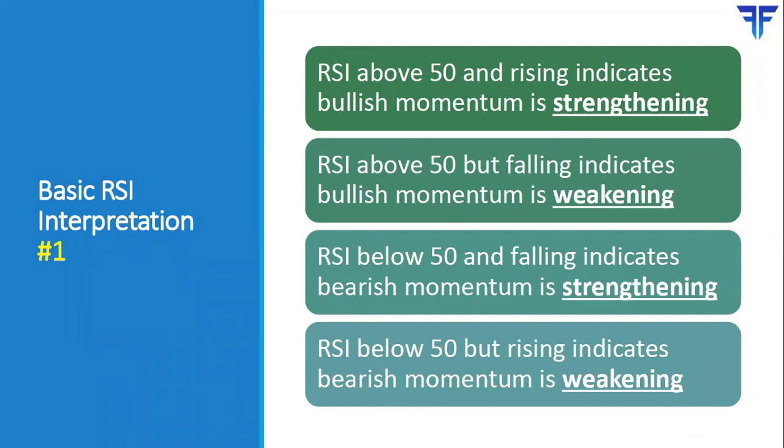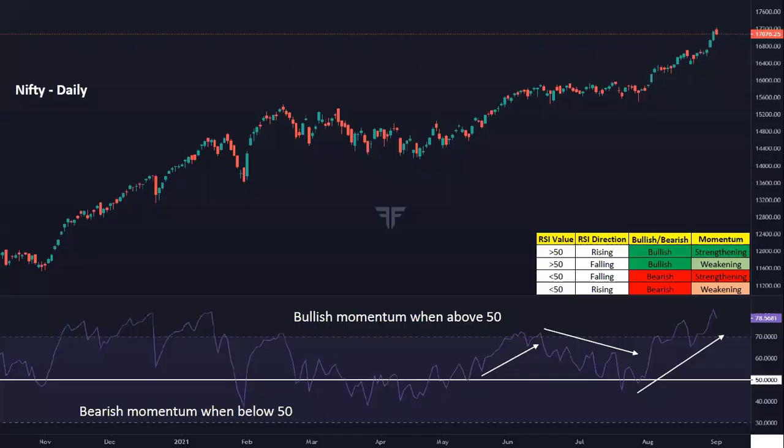Similarly, whenever the RSI is below 50 but rising, it tells you that the momentum is still bearish, but that bearish momentum is weakening. The bears are sort of losing power. Although they are still in control, they're losing power. So this is the first basic interpretation of RSI.